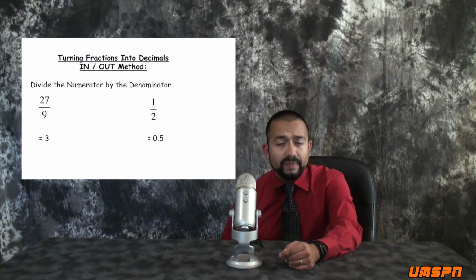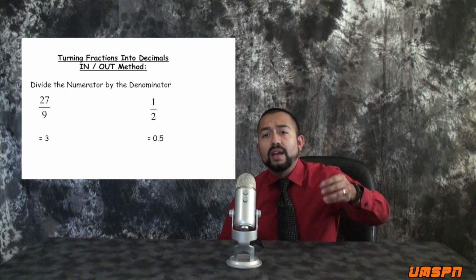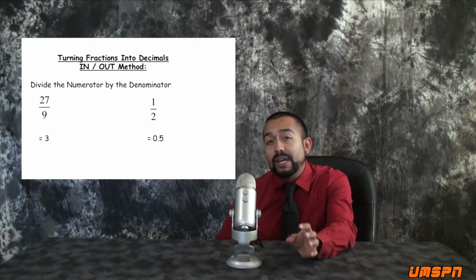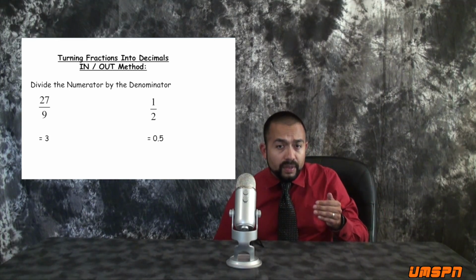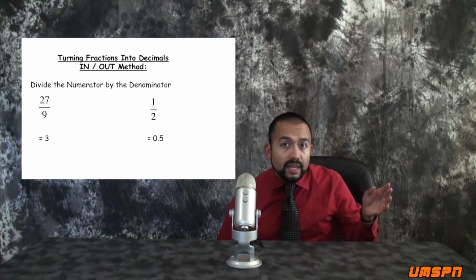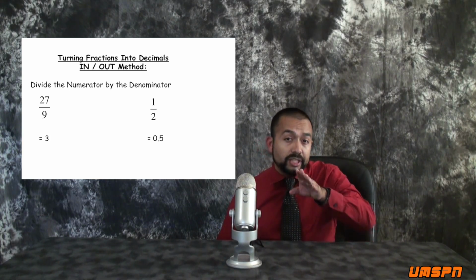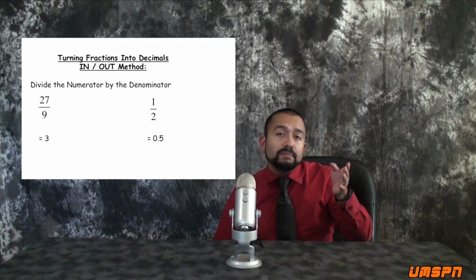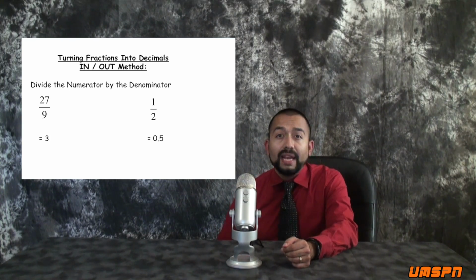Another thing we talked about was the in and out method. In the in and out method, what you do is you divide the numerator by the denominator. And what this does is turn a fraction into a decimal. So you would put your numerator inside, your denominator outside, and you just divide. It is possible to have whole numbers such as that first example, or if the denominator can't go into the numerator, you need to add a decimal and zeros.